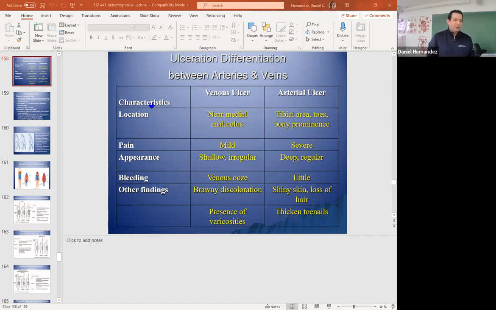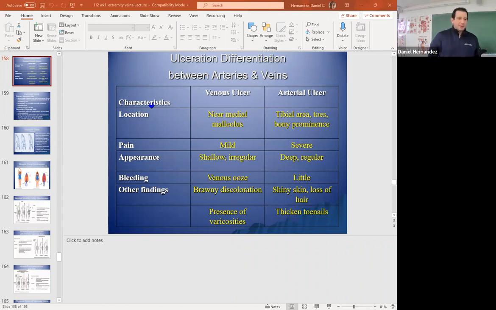There are differences too in terms of pain. Typically arterial ulcers are very painful, whereas venous ulcers are not. Arterial ulcers are typically very deep and have regular borders. Venous ulcers tend to be a lot more shallow and have more of an irregular pattern. There's very little bleeding associated with arterial ulcers, whereas venous ulcers tend to ooze a little bit. Again, patients with venous ulcers have that brawny discoloration, that brown pigmentation of the skin. There's often presence of varicosities.